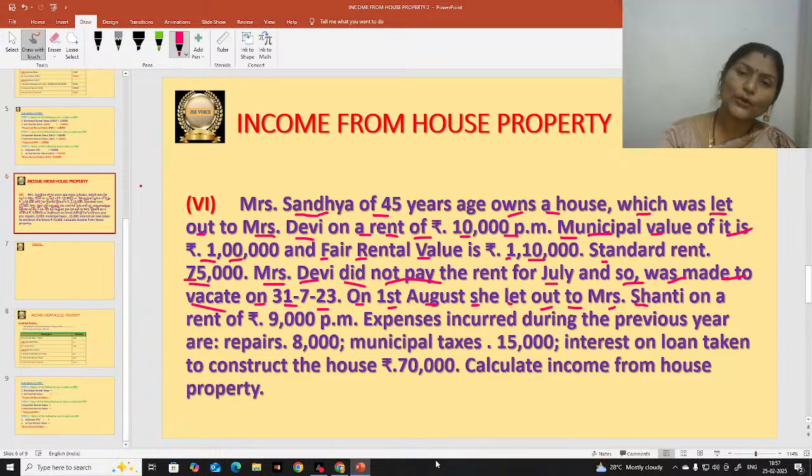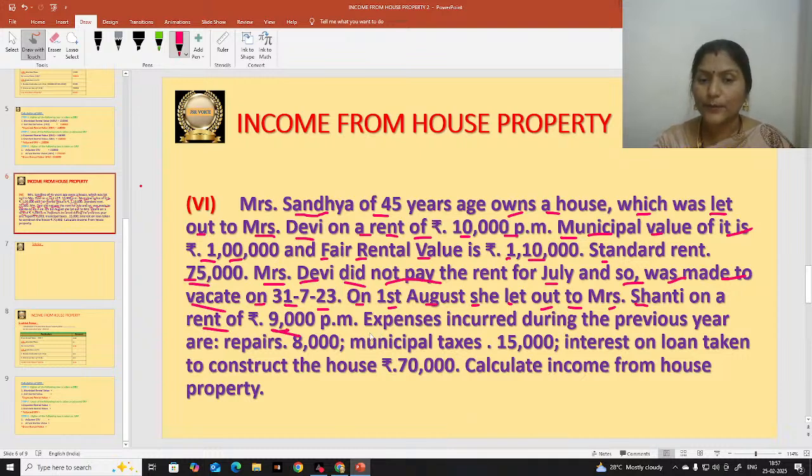Shanti is a new tenant. First, that house was let out to Devi. Devi stayed for 4 months, April, May, June, July, but July month rent she did not pay. So only 3 months rent she paid, and she vacated the house. 1 month rent the owner did not receive from Devi. Note that point. And next, immediately in the month of August, she has given that house on rental basis to Shanti on a monthly rent of 9,000. So what is the 1 month rent? Again, she is collecting 9,000 for 1 month.